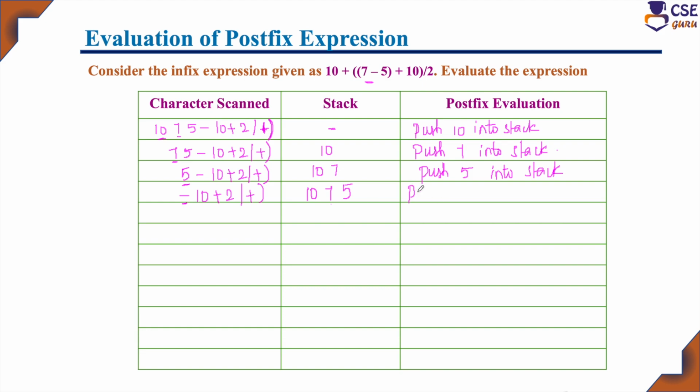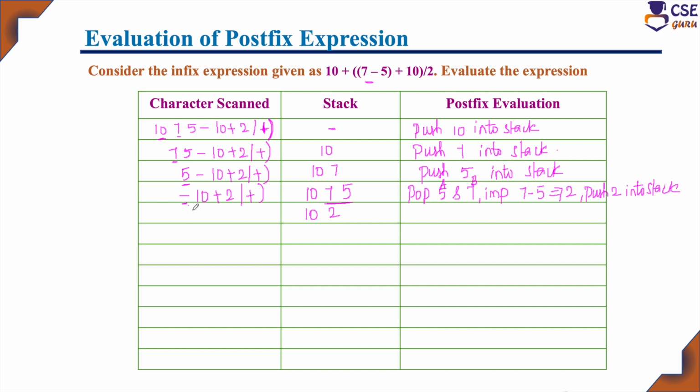Okay, so here pop 5 and 7. The first element 5 will be considered as A, the second element will be considered as B. And we have to implement the operation B operator A, with the corresponding operator. So B is 7, the corresponding operator is minus, A is 5. And what is the result you will get? It is 2. Now the result 2 you have to push back into the stack. Okay. So now we have popped the top 2 elements, implemented the subtraction operation, and pushed the result back into the stack.